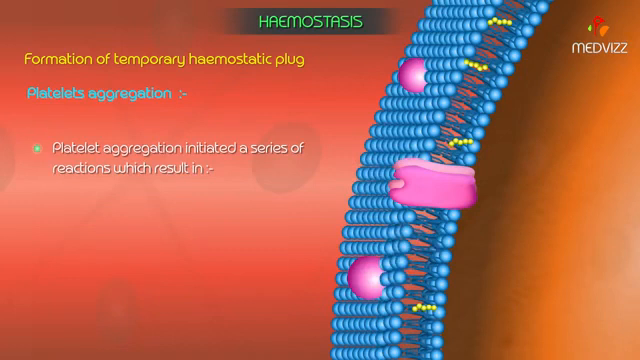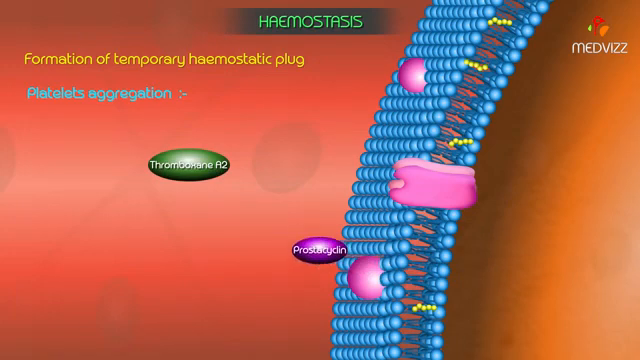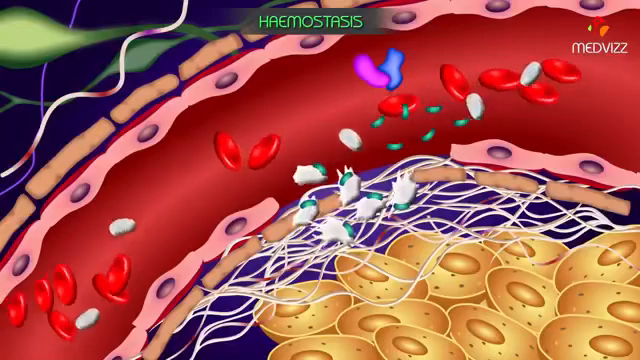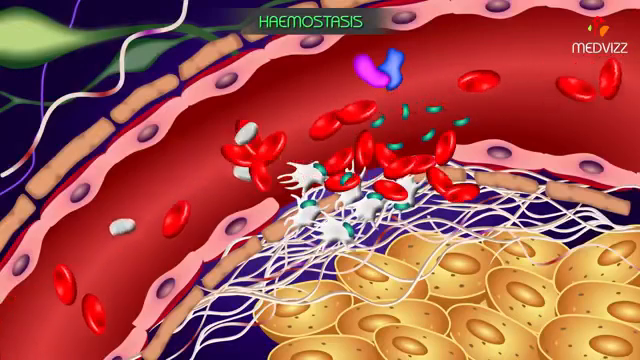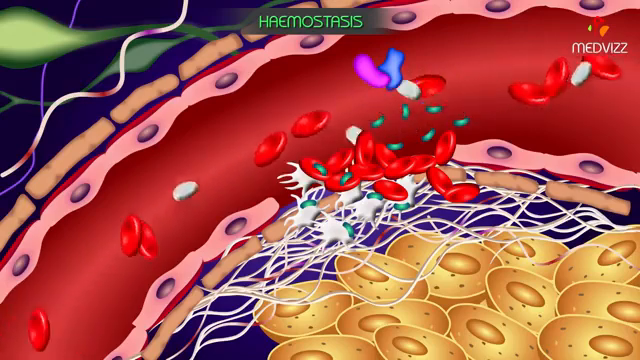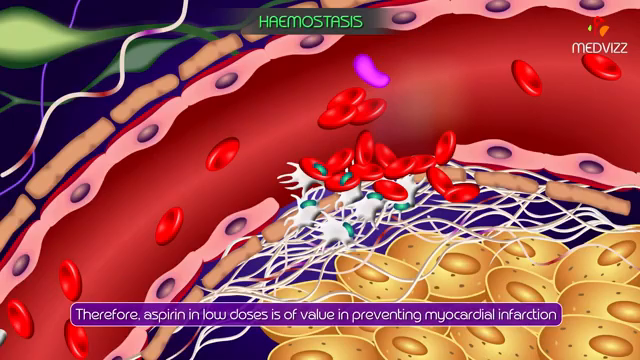Platelet aggregation initiates a series of reactions which results in formation of thromboxane A2 and prostacyclin from the platelet membrane phospholipids. An important point to be noted here is that aspirin prevents platelet aggregation by inhibiting the formation of thromboxane A2. Therefore, aspirin in low doses is of value in preventing myocardial infarction.